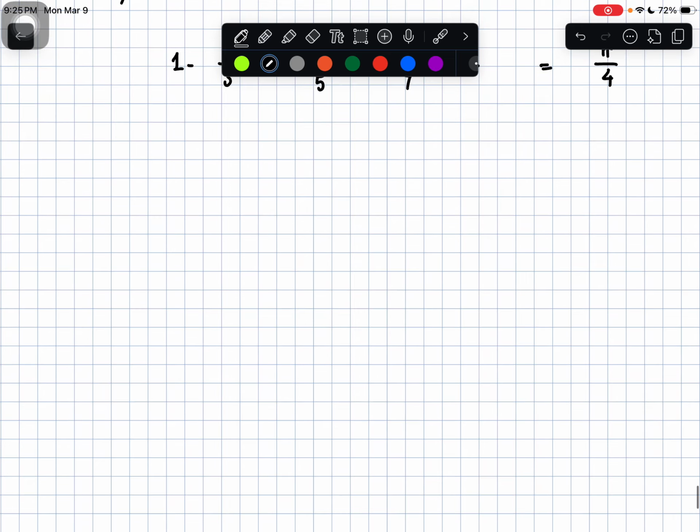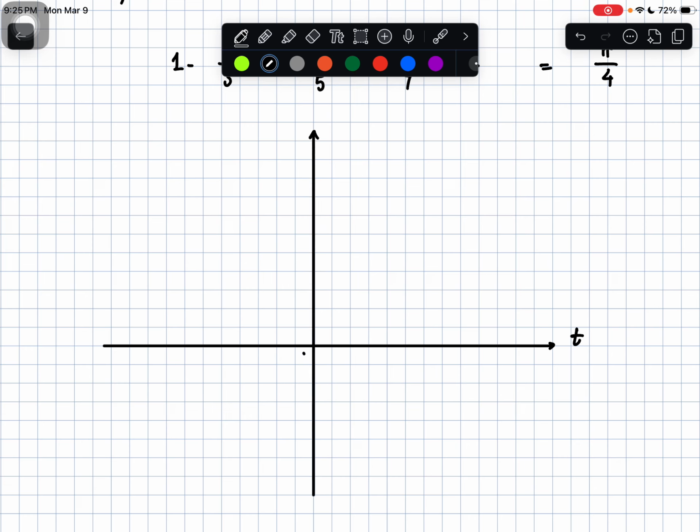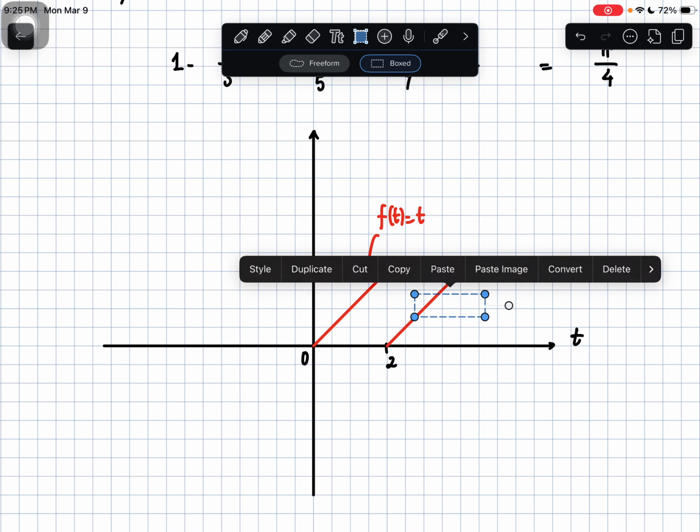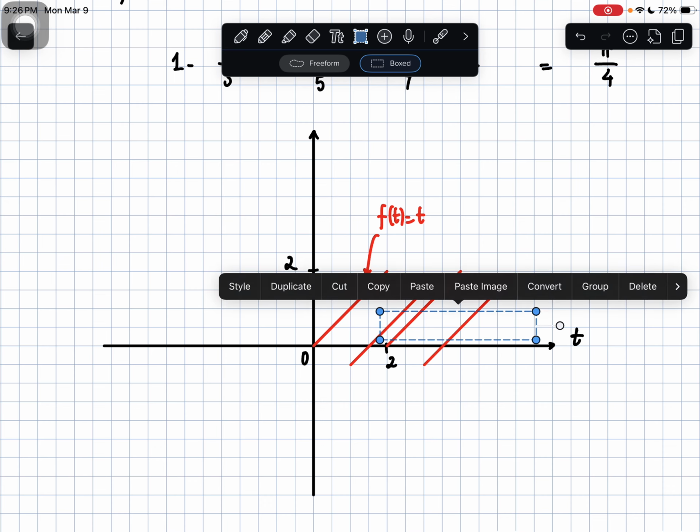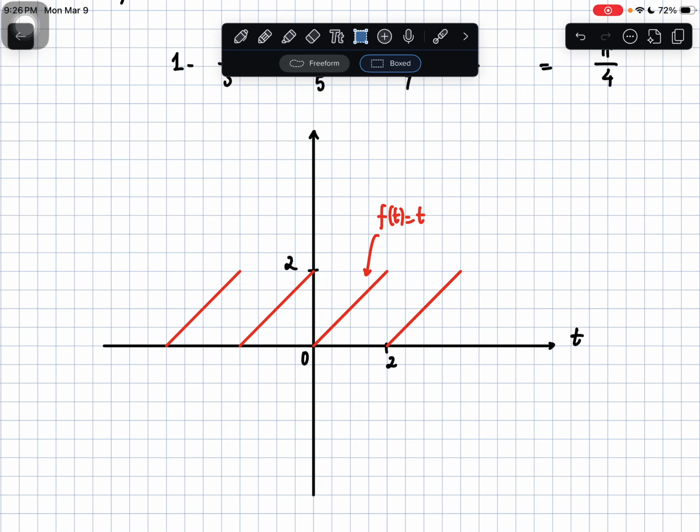Now we need to sketch the graph. On the interval 0 to 2, the graph looks like this: f(t) equals t, and you copy that for the other intervals. So this is the graph of the function f.